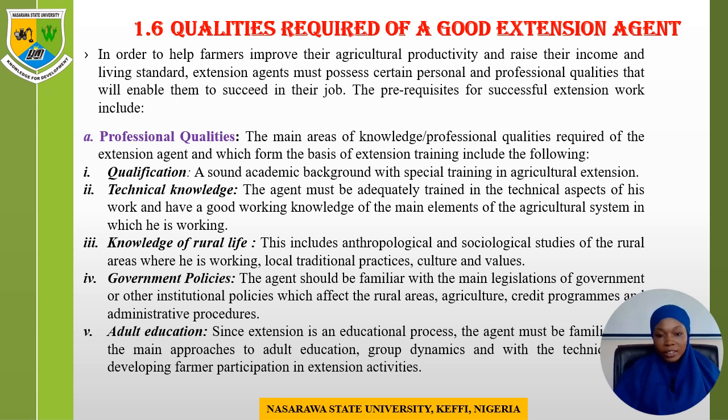Then government policies. The agent should be familiar with the main legislation of government or other institutional policies that affect rural areas, agriculture, credit programs, and administrative procedures. Then adult education. Since extension is an educational process that involves adult education, the agent should be familiar with the main approaches to adult education, group dynamics, and other technical development for farmers' participation in extension activities.